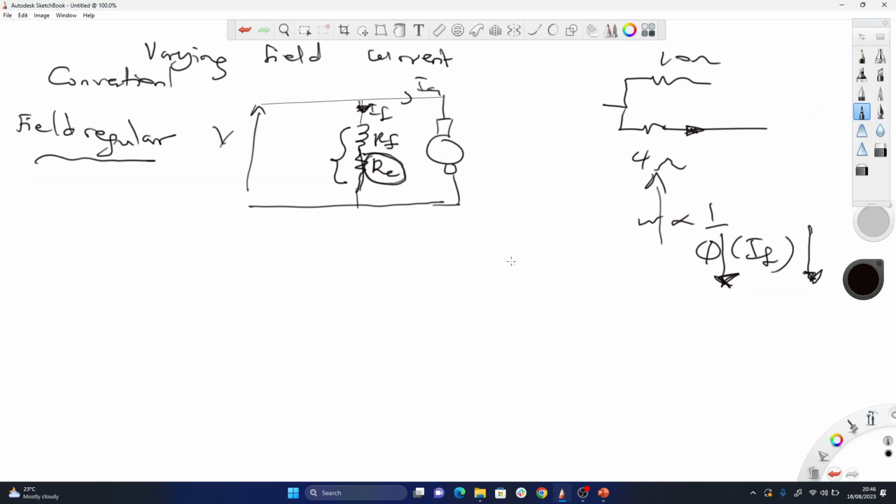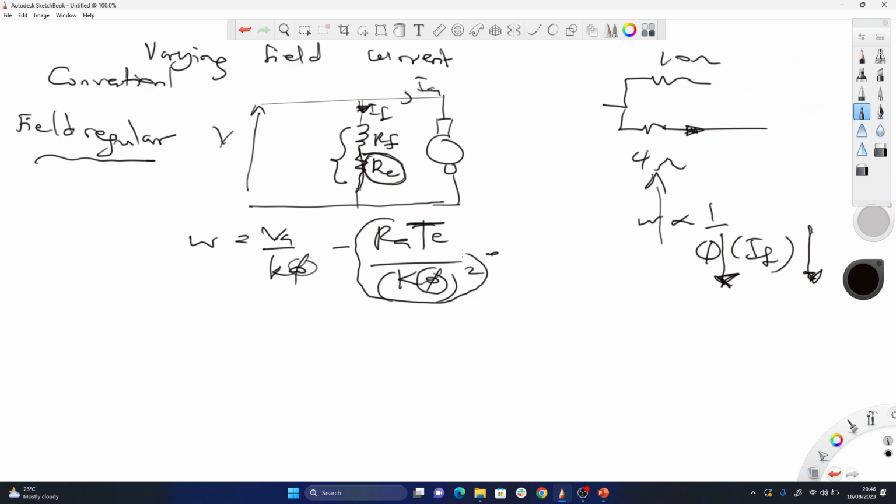Here, let's see the effect it has on the characteristics. Now we know that it says P is equal to what? VA over K phi minus RATE over K phi squared. Now, here, as I'm varying the phi, you can see that phi t is here. We mentioned that this is the slope of the line, right?